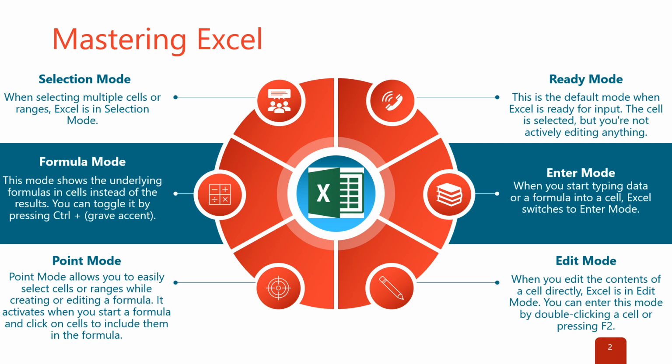Okay. Next is selection mode. Now selection mode is a mode where you select a number of cells before giving some command. So if you select a particular set of cells and press Ctrl B, all the data in that cell will become bold. So that is select mode.